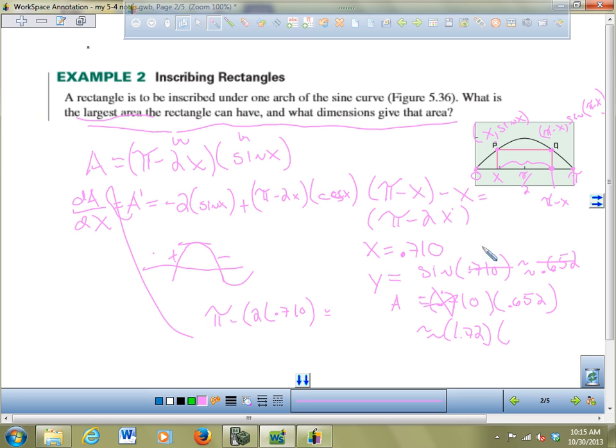I better re-record this video. Times sine of 1.72. No, I think the sine is the sine of x, isn't it? Yeah, it's the same anyway, okay? Which comes out to be 0.652. And then if I multiply those two together, I get approximately 1.12. Wait, what just happened? I messed up because I put in x instead of, the width is pi minus 2x, right? Not x. So I messed up, so I have to find out the width and the length.